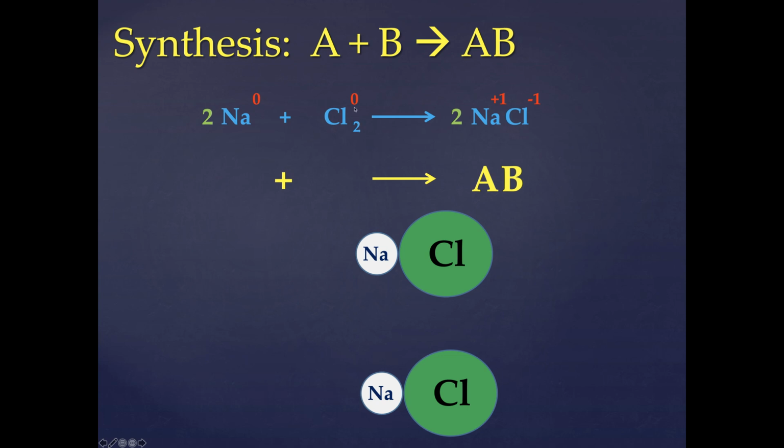Okay. The chlorine, on the other hand, becomes more negative by gaining negative electrons. And so the sodium will give its electron to chlorine, meaning sodium will be oxidized and chlorine will be reduced. More specifically, Na0 will undergo oxidation and Cl2 will undergo reduction.